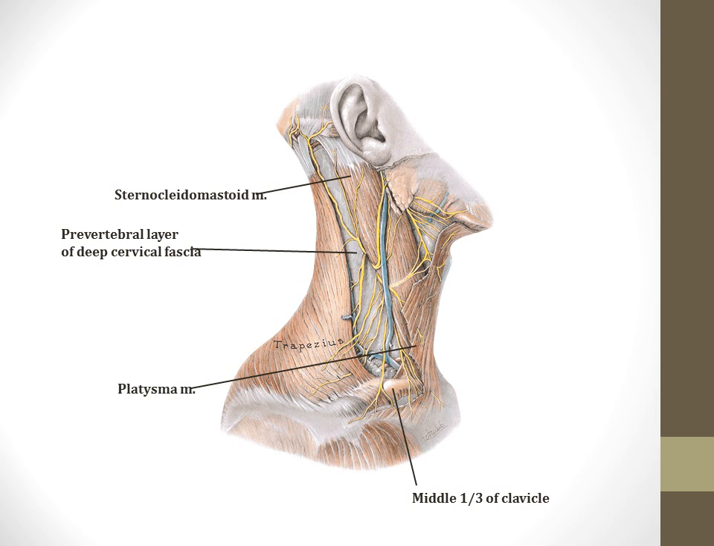This here is the cut surface. Let me point to it. This here is the cut surface of the platysma muscle. Then this structure here, what could it be? It crosses across the sternocleidomastoid, and that will be the external jugular vein.